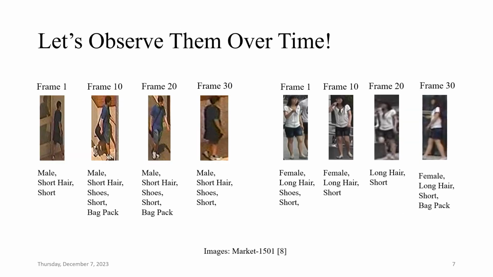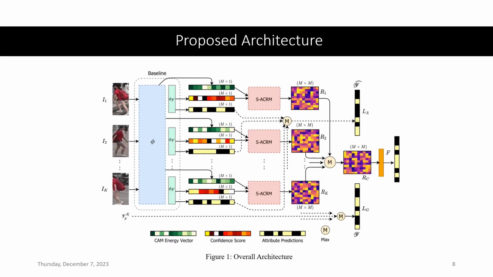To mitigate these challenges, the probable solution is to observe pedestrians frame by frame, that is, observe them over time. The change in perspective changes the appearances of certain attributes. To observe them over time, we proposed a multi-perspective approach for PAR. This is shown in this figure.